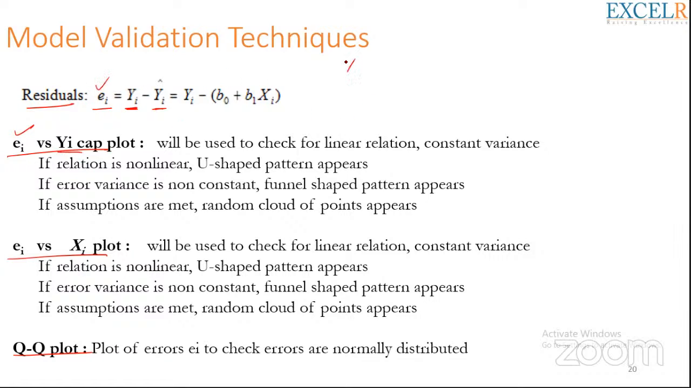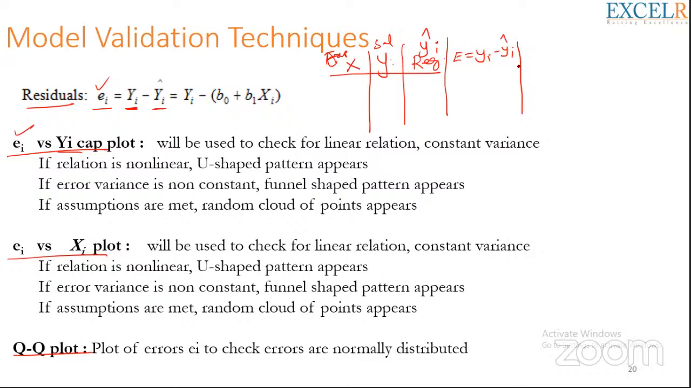For example, I have x, and this is my y. You can think of this as probably experience and this as salary. Then I'll build a regression equation, and using the regression equation, I can get the yi hat. And the difference between yi minus yi hat is nothing but the error. That is what we are discussing, yi minus yi hat.